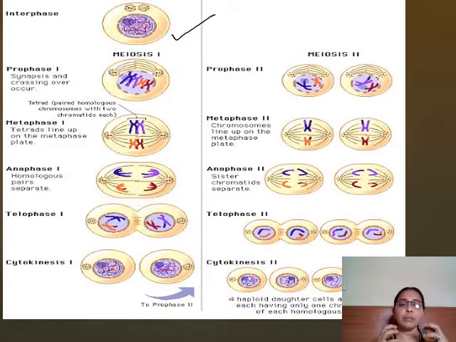That means the cell membrane also will get divided, and here your germ cell is ready to enter your reproductive system. Those two cells which are formed here in meiosis 1 will enter the meiosis 2 stage.